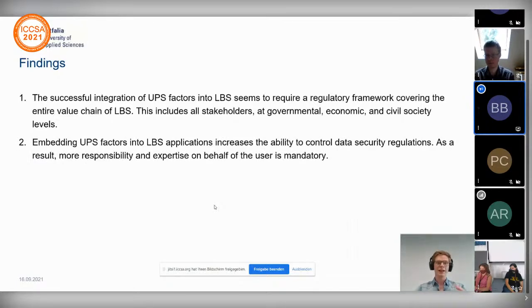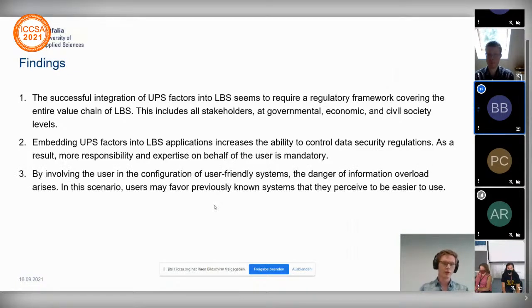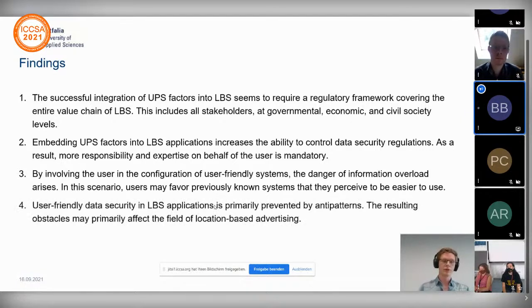The second one, embedding UPS factors into LBS applications increases the ability to control data security regulations. As a result, more responsibility and expertise on behalf of the user is mandatory. Third one, by involving the user in the configuration of user-friendly systems, the danger of information overload arises. In this scenario, users may favor previously known systems that they perceive to be easier to use. And the fourth one, user-friendly data security in LBS applications is primarily prevented by anti-patterns.